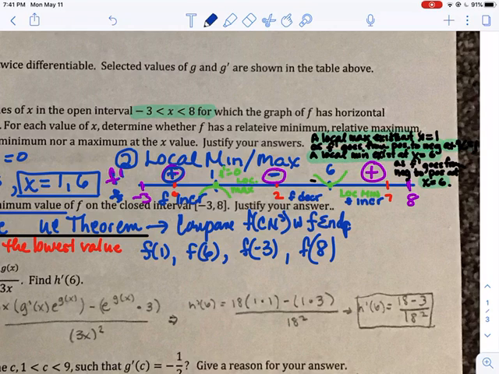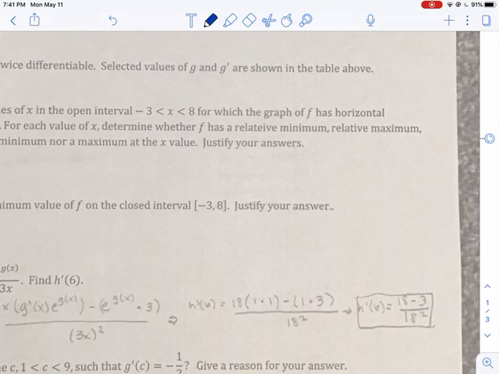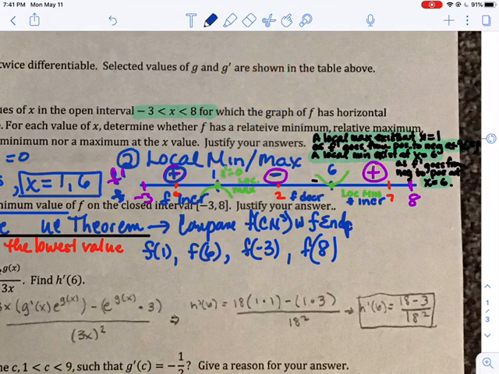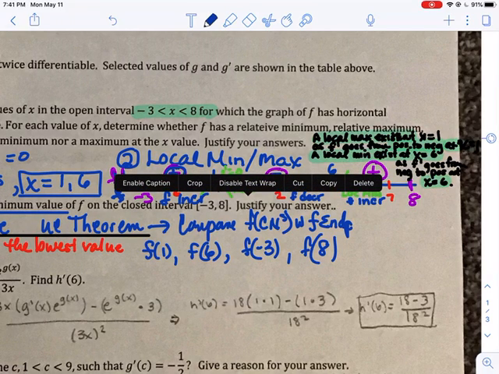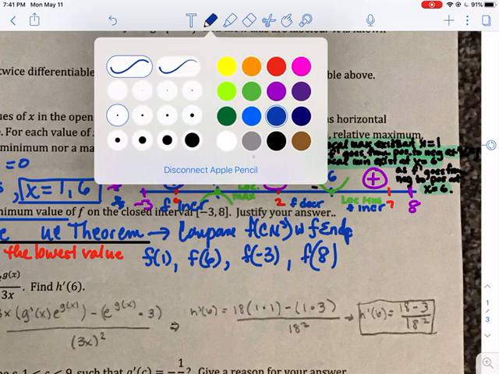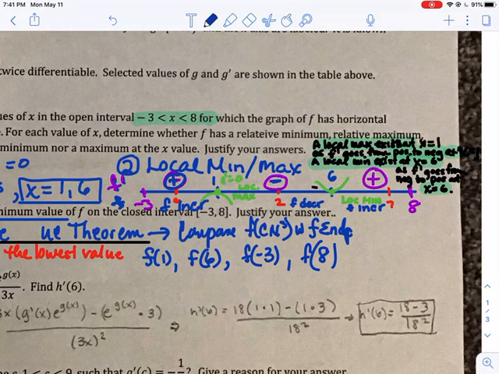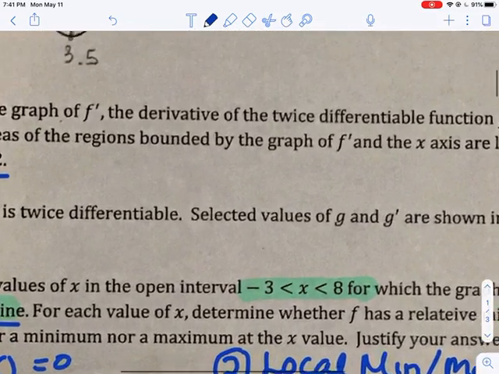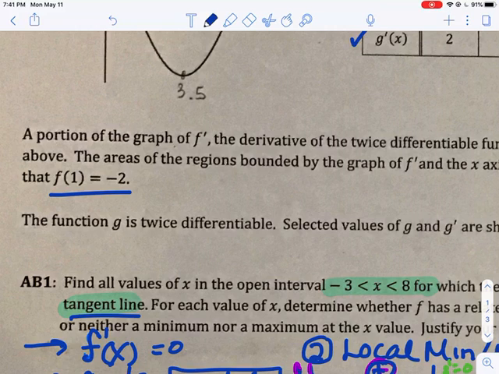What we hope to do with these is find out the value. We already know F of 1 because it's given in the problem, and F of 1 is negative 2. I think my pen might be. So negative 2 for that. Now, F of 6. Let's do a little shorthand work here. We know that F of 1 is negative 2.